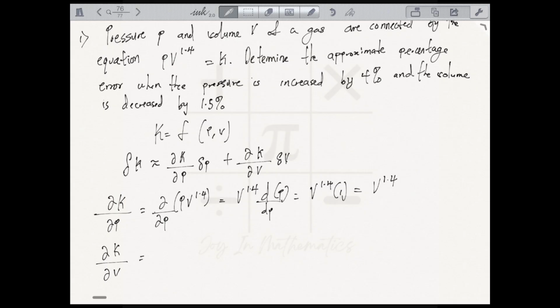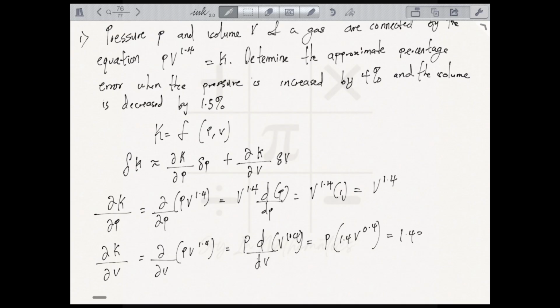And for dK/dV, we have PV raised to power 1.4, and in this case P is considered as constant and we differentiate V raised to power 1.4 fully. This will give us P times 1.4 V raised to power 0.4, and this will be 1.4 P multiplied by V raised to power 0.4.